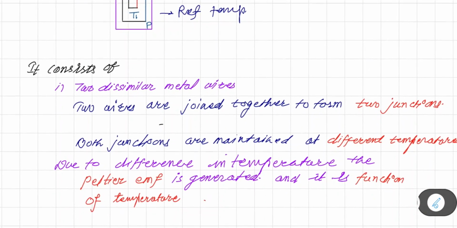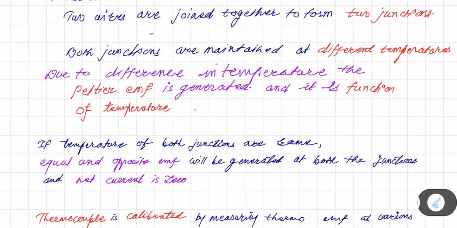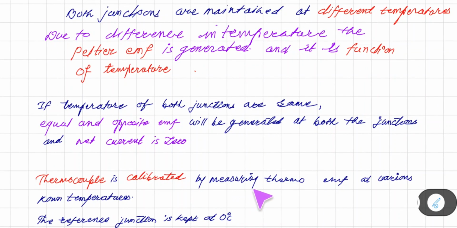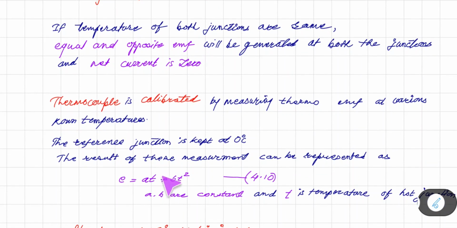So when we talk about the calibration of a thermocouple, we need to calibrate the thermocouple. The thermocouple is calibrated by measuring thermo EMF at various known temperatures. The reference junction is kept at 0 degrees Celsius. That is the first thing. The result of this measurement can be represented by E equal to AT plus BT squared. That is expression 4.10. Here A and B are constants and T is the temperature of the hot junction.